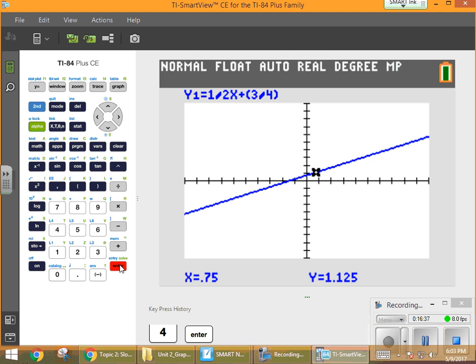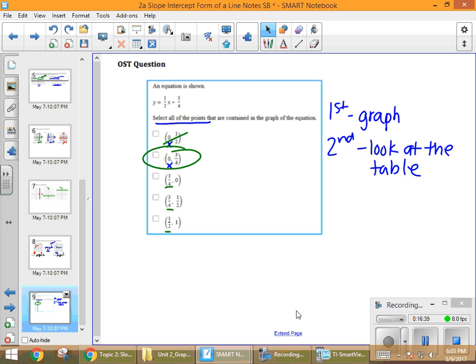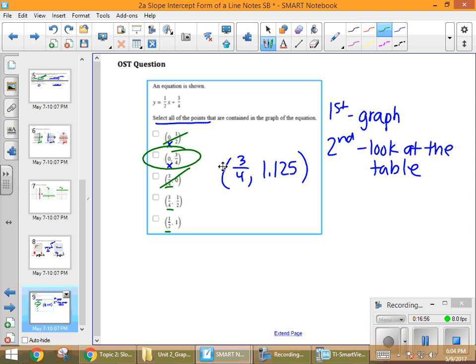1.125. All right, well, let's look back at these. 1.125. Oops, 3/4. Well, 3/4, 1.125, that's definitely not 3/4, 0. And 1.125 is also not 1/2. So it works out that neither of those options are on the line. So the last one I have to choose is x equals 1/2.